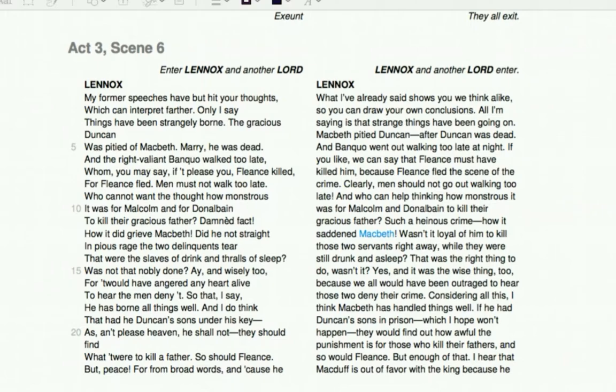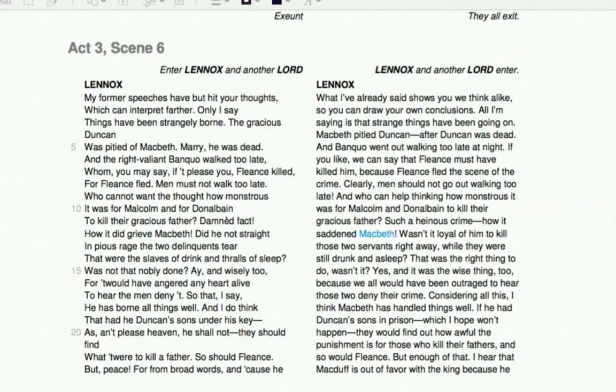My former speeches have but hit your thoughts, which can interpret farther. Only I say things have been strangely borne. The gracious Duncan was pitied of Macbeth. Marry, he was dead. And the right valiant Banquo walked too late, whom you may say, if it please you, Fleance killed, for Fleance fled. Men must not walk too late. Who cannot want the thought how monstrous it was for Malcolm and for Donalbain to kill their gracious father? Damned fact, how it did grieve Macbeth. Did he not straight in pious rage the two delinquents tear that were the slaves of drink and thralls of sleep? Was not that nobly done? Ay, and wisely too, for 'twould have angered any heart alive to hear the men deny it.